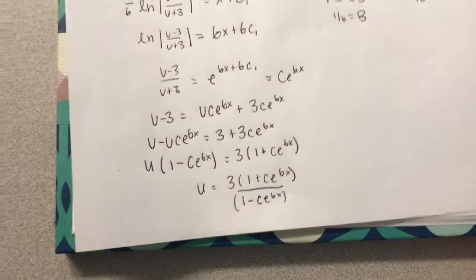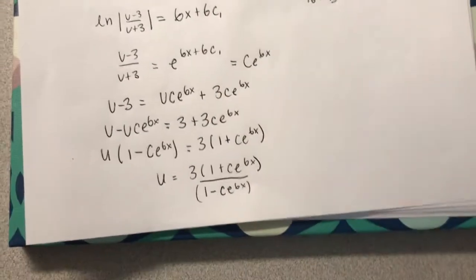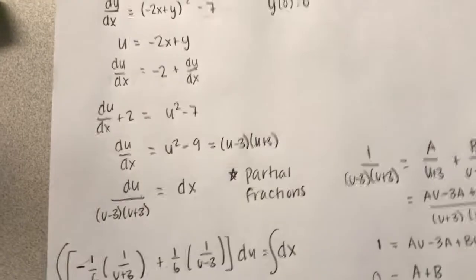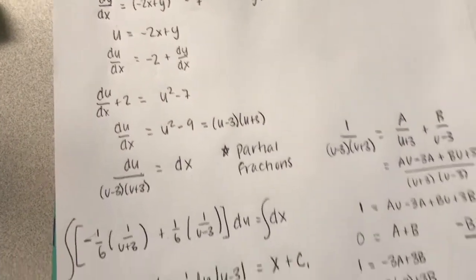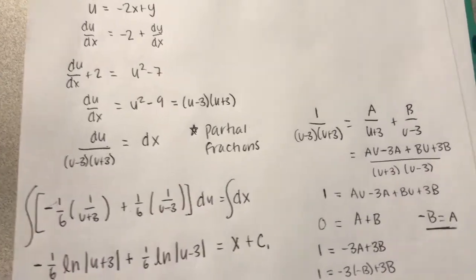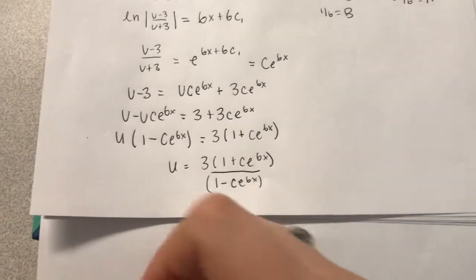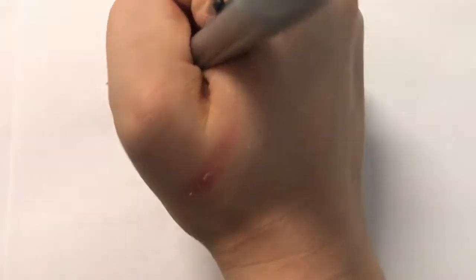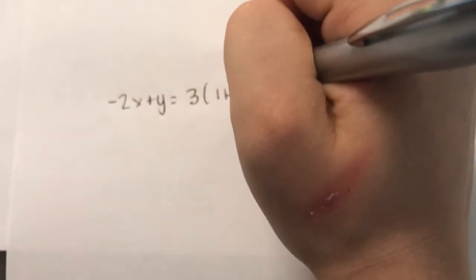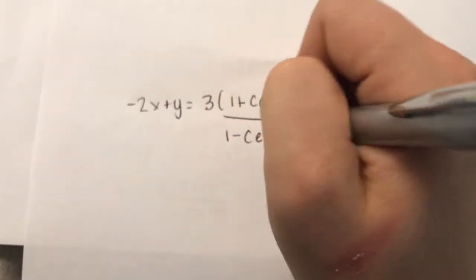Now you get to this step and you are still in terms of u. So we need to plug back in what I substituted u in for, which was the negative 2x plus y. So from here, when I plug back in u, I have negative 2x plus y equals, and then whatever I had on the right side, which is 3 times (1 plus c e to the 6x) over (1 minus c e to the 6x).